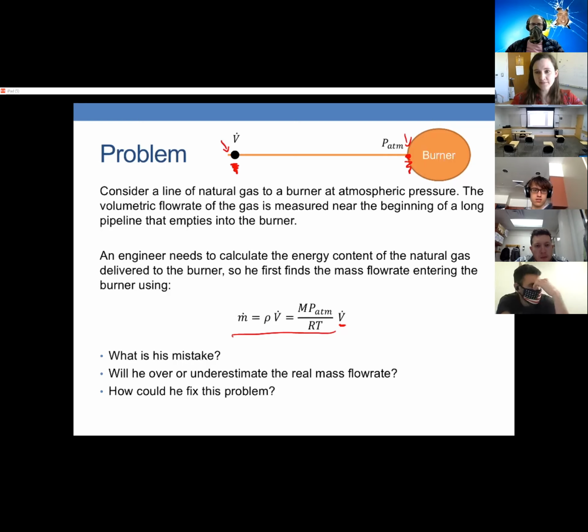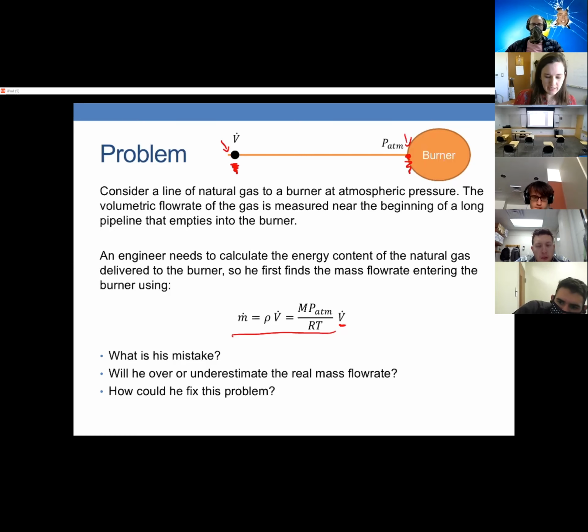Okay, so how could he fix this problem? Thoughts? Anyone? Open it up to the floor. Measure the volumetric flow rate closer to the burner. Yep, he could measure the volumetric flow rate closer to the burner. He could also measure the pressure at the place where he measured the volumetric flow rate.